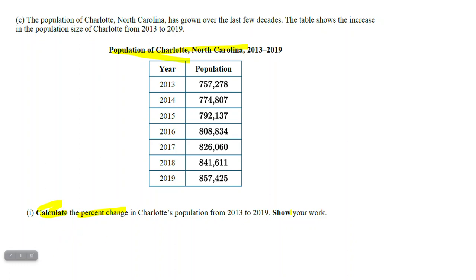And as always, you have to show your work. Remember, you're not going to get credit if you don't show your work. Also, remember when possible to include units, because without units, you risk not earning credit for answers or for showing your work. So to calculate a percent change, the percent change is going to be the change, in this case in population, over the original value. So since we're doing this from 2013 to 2019, that would be our population in 2013 times 100%.